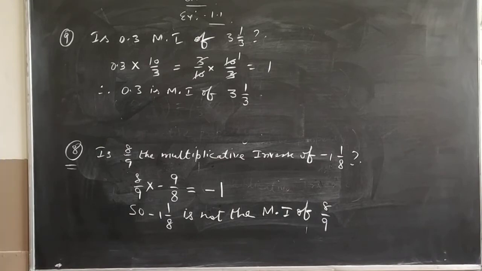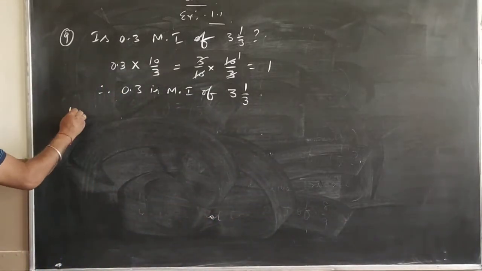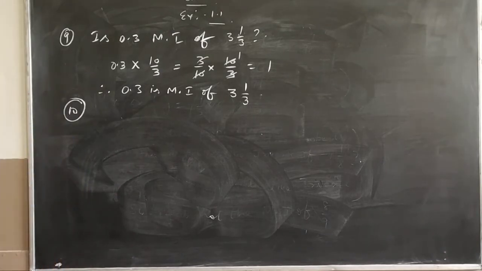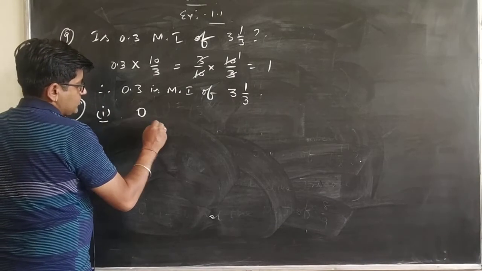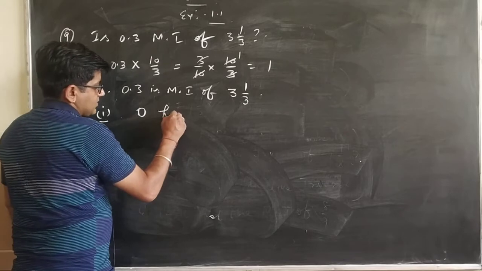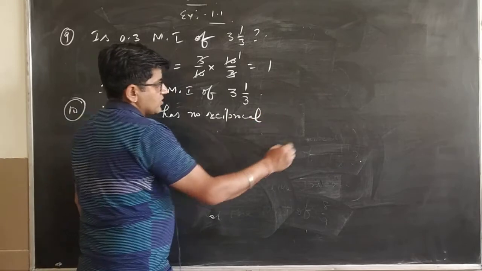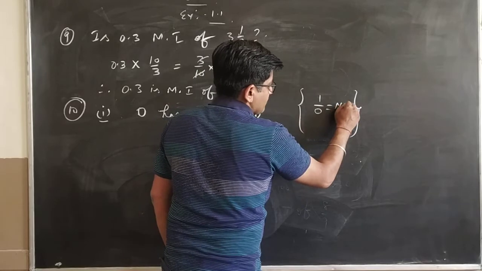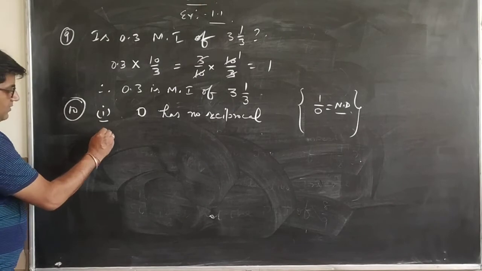Question number 10. First part, the rational number that does not have a reciprocal. That is 0. 0 is the rational number which has no reciprocal. Because if we do the reciprocal of 0, we will get 1 upon 0 and 1 upon 0 is not defined. That's why 0 is the number which has no reciprocal.